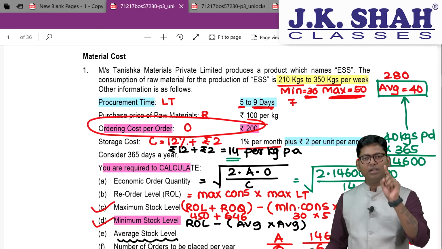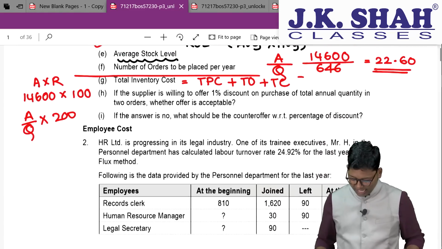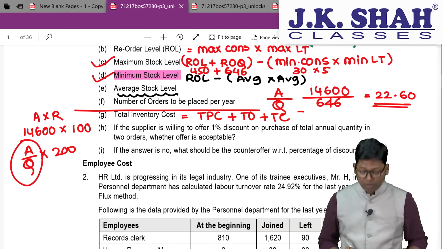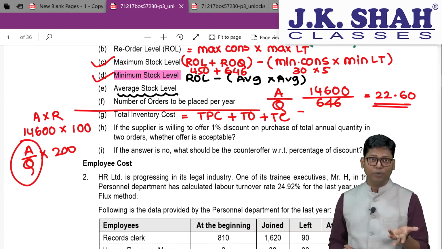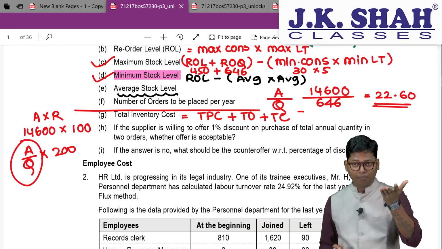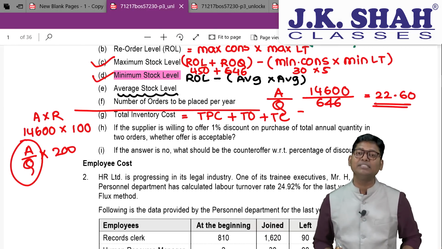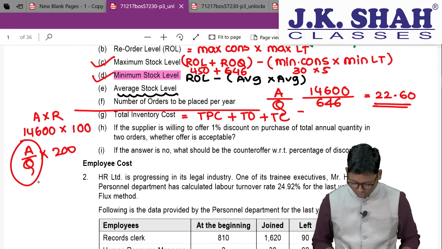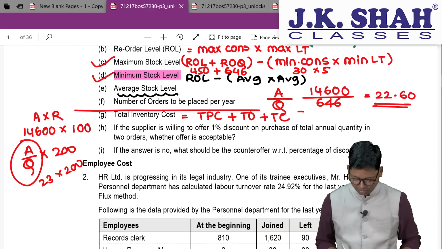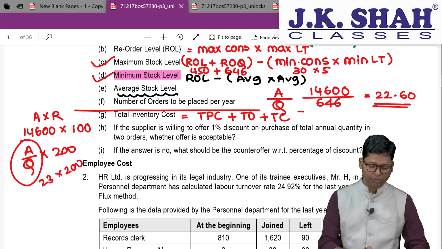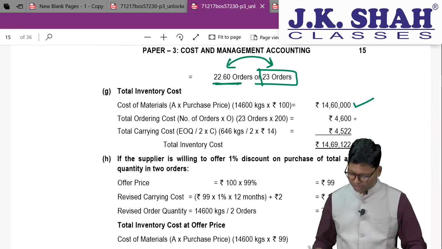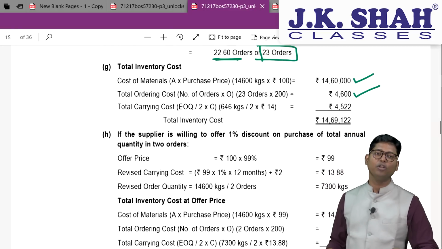So each order costs you 200 rupees, and the number of orders has already been computed in point number F. Number of orders are 22.6, which we rounded off to 23. So 23 orders and each order costs you 200. 23 into 200 is equal to 4,600. See, the second answer is also given.